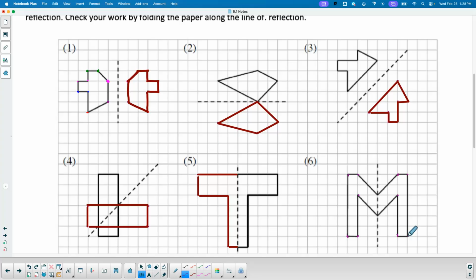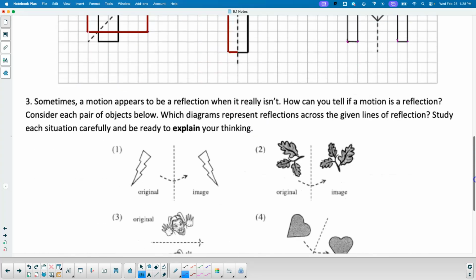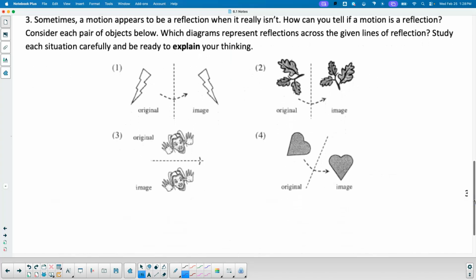Fix them now if you didn't get them right. All right. Now, things may look like a reflection when it really isn't. So in number 1, it's saying, this dashed line with the arrow on it, is that truly a reflection? You got to use your mind here to see if that is a reflection or not. Would you agree that it is a reflection in number 1? Yeah? Okay. I would agree that this would be a reflection.